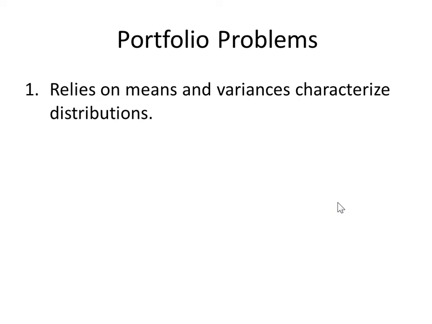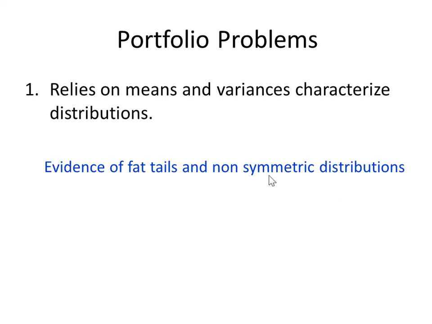Typically, what you see done is for an asset or a portfolio, means and variances are estimated from historical data, and then it's assumed that those means and variances will persist in the future, and that means characterize the expected return and variances characterize the expected risk. We do know, however, that when we look at our distributions, we have evidence of fat tails and non-symmetric distributions.